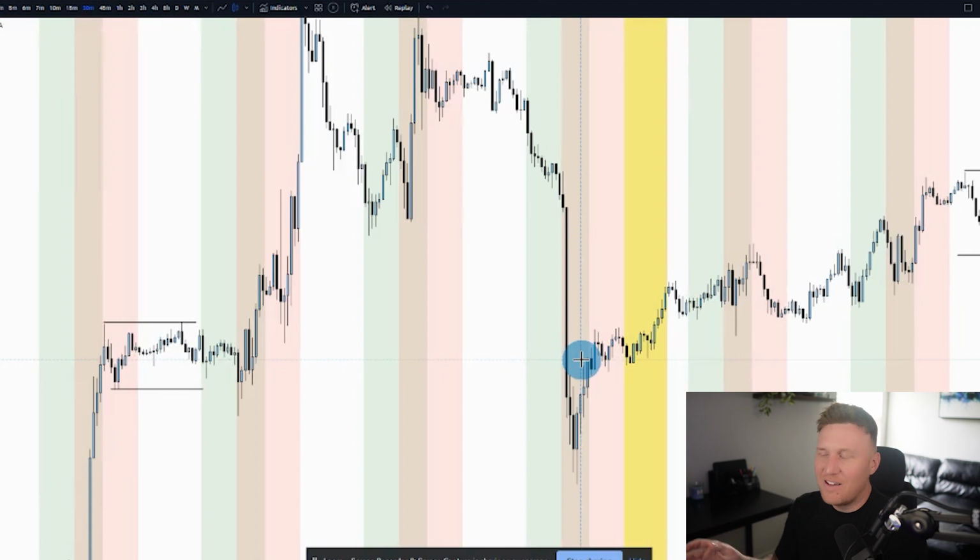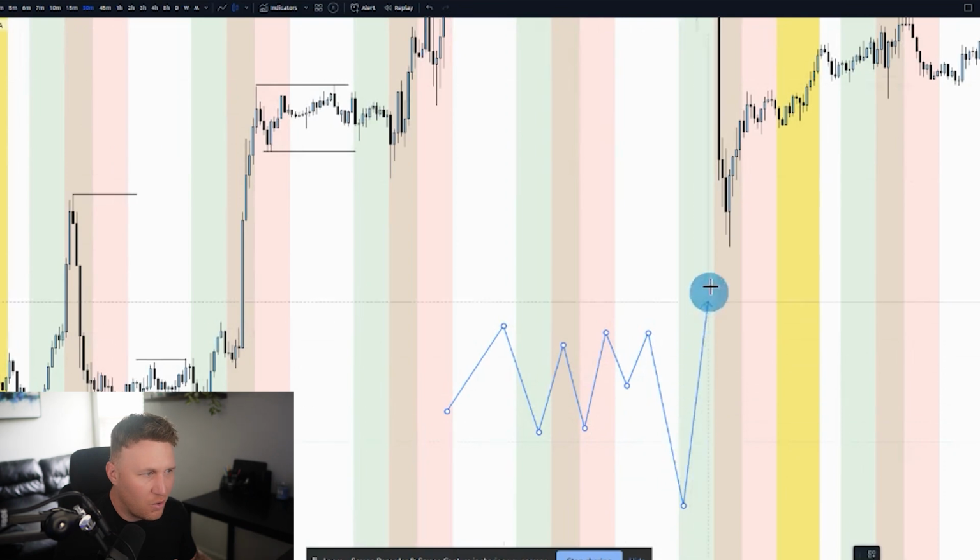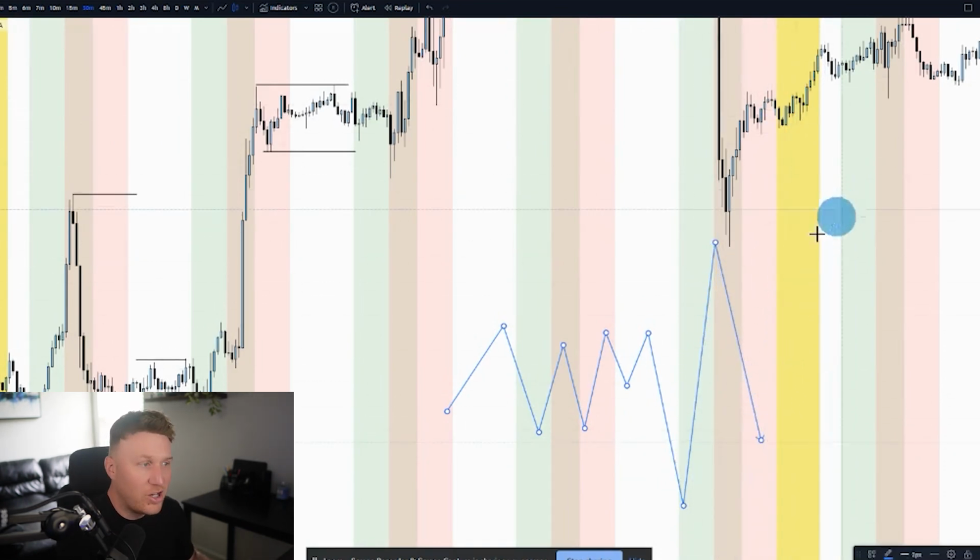So if you've seen any of my other videos, this is what we refer to as the signature pattern. So essentially, we're looking for price to move sideways and then take a low, then take a high, and then you get a pullback in and continuation move like this.